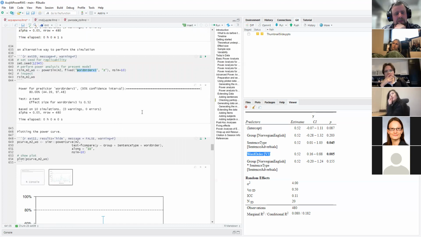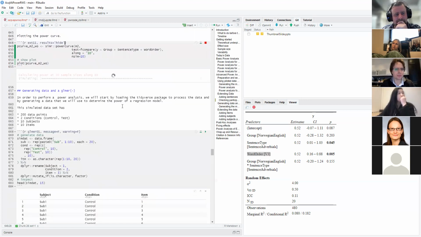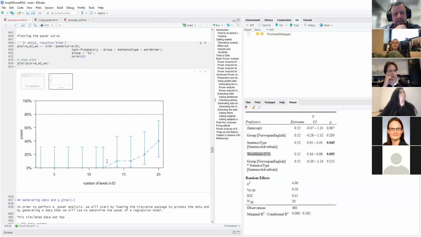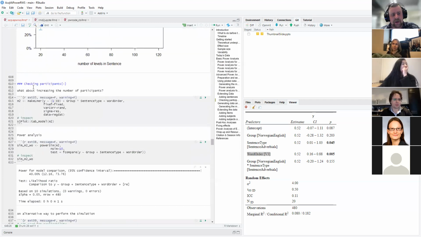All right, so let's check what happens here. Now we have a problem, because now you can actually see what happens when we have a too complex model. In this case, the number of subjects is of course way too low, right? And here it begins to rise. So we need to increase the number of participants, which is what we want to do, right?